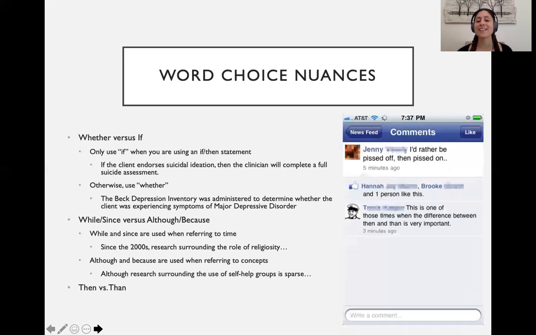Another common one that is just, I think, a spelling issue is using then versus than. I think I have an example here. So I'd rather be pissed off than pissed on. Then indicates a sequence of events. What they want to use is than, meaning as opposed to.